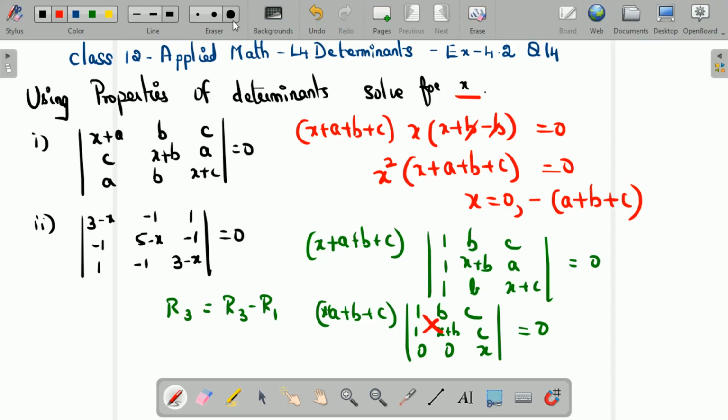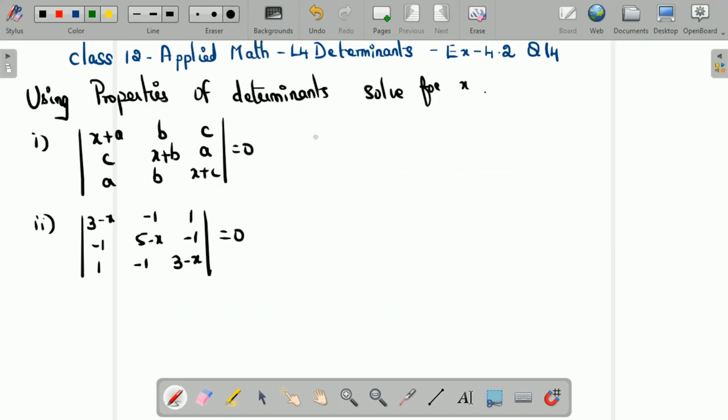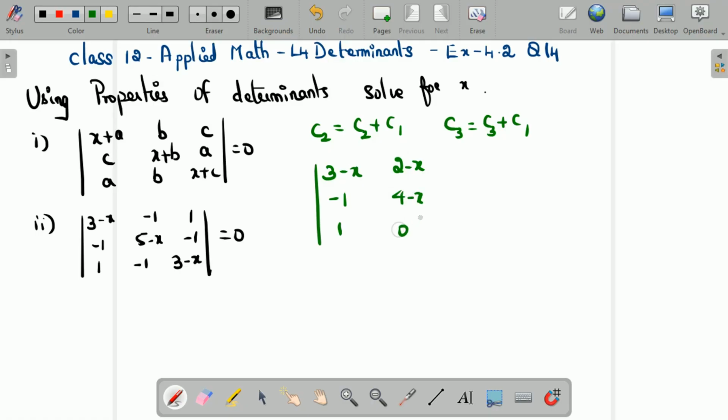Now let's take up the second determinant. Let's make the first transformation. C2 is equal to C2 plus C1 and C3 is equal to C3 plus C1. So in this case, the first row I'm retaining as such. So this is 3 minus x, minus 1 and 1. As for the second column, you are going to add these. So this is 2 minus x, this is 4 minus x, and this is 0.